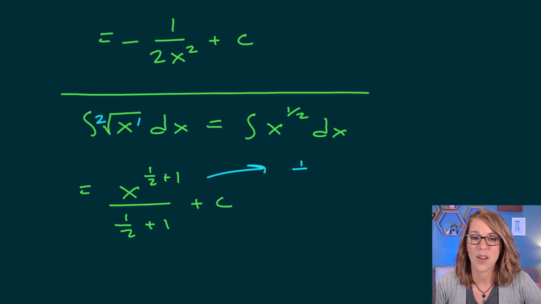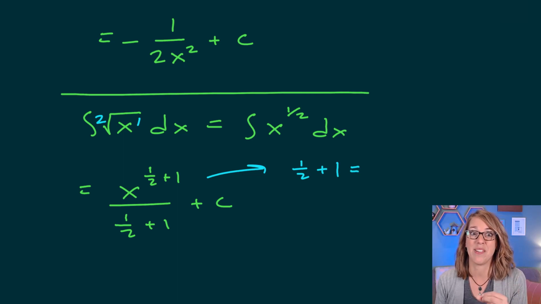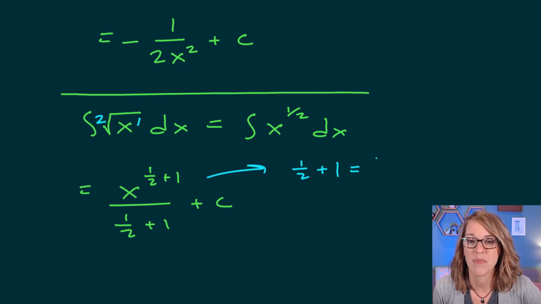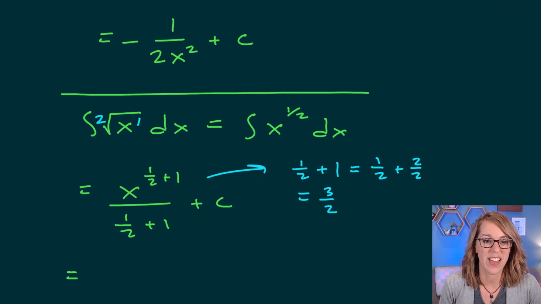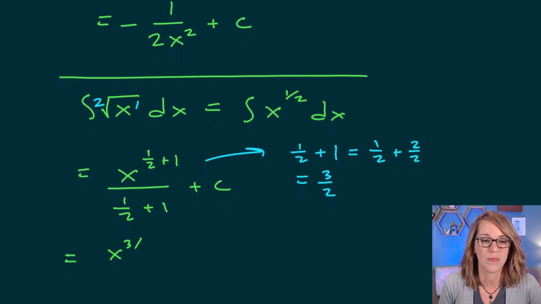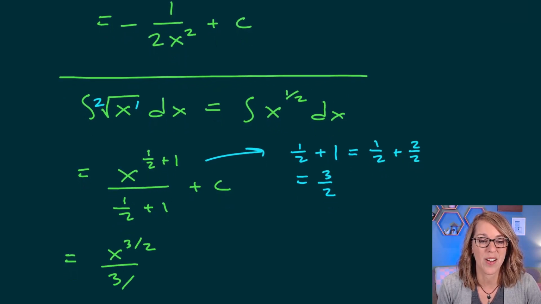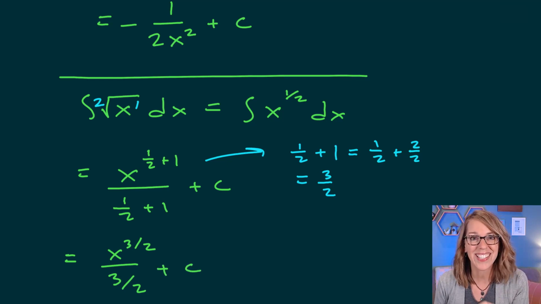I need to deal with that 1/2 plus 1, and I want to write this instead as an improper fraction. 1/2 plus 1 is 1/2 plus 2 over 2, also known as 3 over 2. So we end up with x to the 3 over 2 divided by my new power 3 over 2 plus c. I still need to clean this up though.